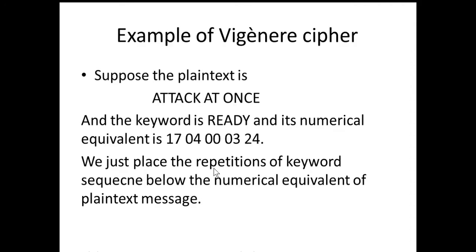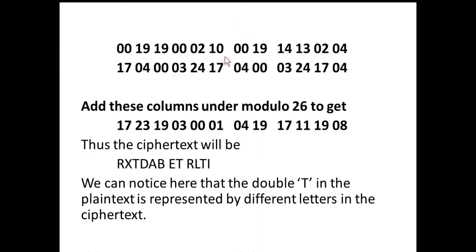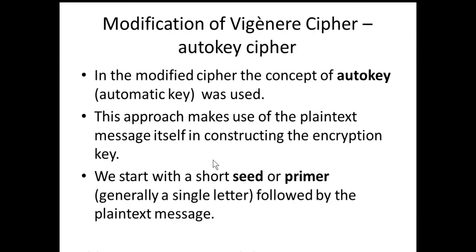So if you have this plain text, "attack at once", and the keyword is "ready", the numerical equivalents of the keyword "ready" are 17, 04, 00, 03 and 24. We just write the repetition of the keyword sequence below the numerical equivalents of the plain text like this. You add these numbers and then take modulo 26. For 17 the corresponding letter is R, for 23 the corresponding letter is X, and so on. This is how we apply the linear cipher.